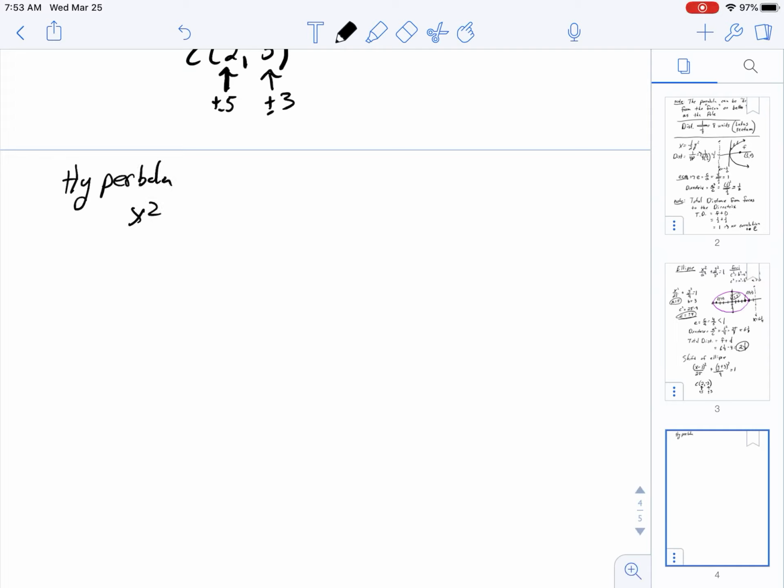All right, next one, hyperbolas. So we have, in this case, x squared over a squared minus y squared over b squared equals 1. Now to find my foci, it's c squared equals a squared plus b squared. That looks familiar, doesn't it? So it doesn't matter what a and b are.